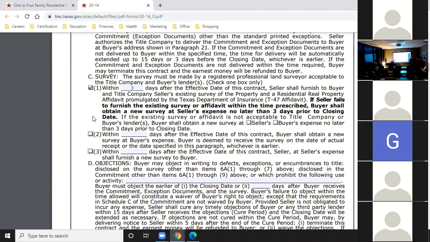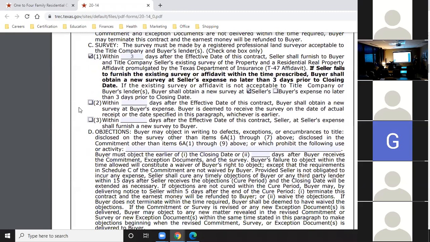And then down here, you have to check this box as well, at the very bottom where it says new survey at seller's or buyer's expense no later than 3 days prior to the closing date. Which box should we check there? Sellers? Okay. All right. Remember, as you're filling this out, you are the buyer in this situation, so you want to make it as nice for them as possible. Before you move on, Stephen, does everybody agree with what's been done?